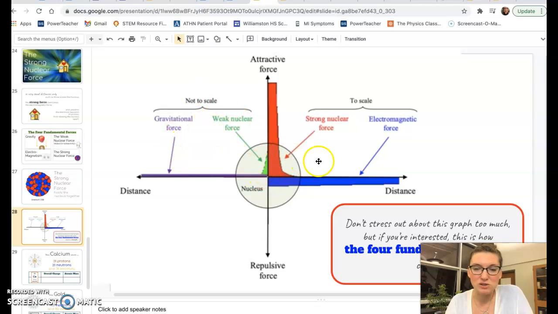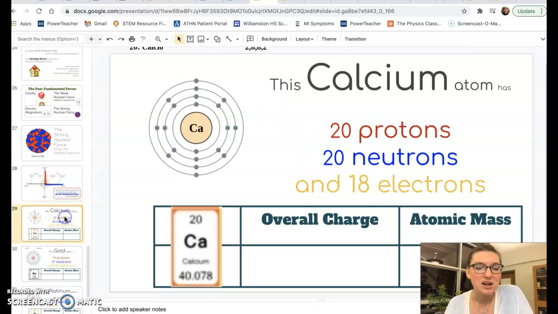So these are not to scale. But I just wanted to show you the strong nuclear force versus the electromagnetic force. Let's do a couple more problems here.